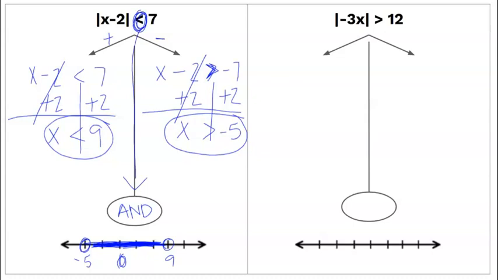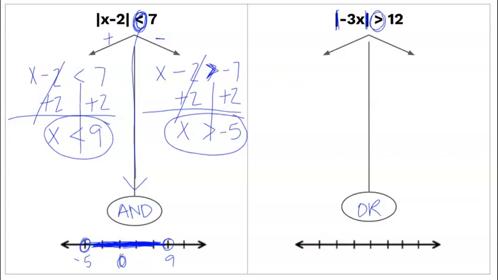So if I look over at my next example, I have the absolute value of -3x is greater than 12. So right now, I know greater than is going to give me an or compound inequality. So I can just put or right down there in that circle.